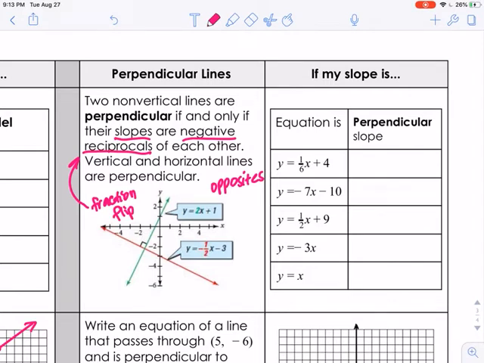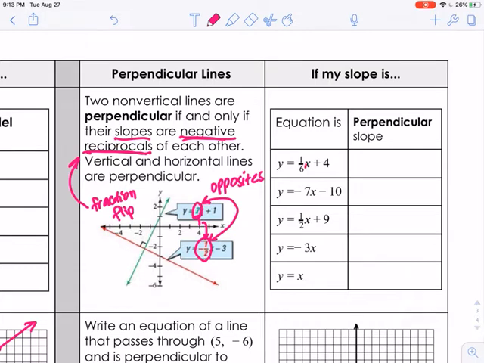So in this case, we can see that the green line has a slope of 2, and the red line has a slope of -1/2. Those are negative reciprocals of each other, right? One is negative and one is positive. And then one is 2 over 1 and the other is 1 over 2.